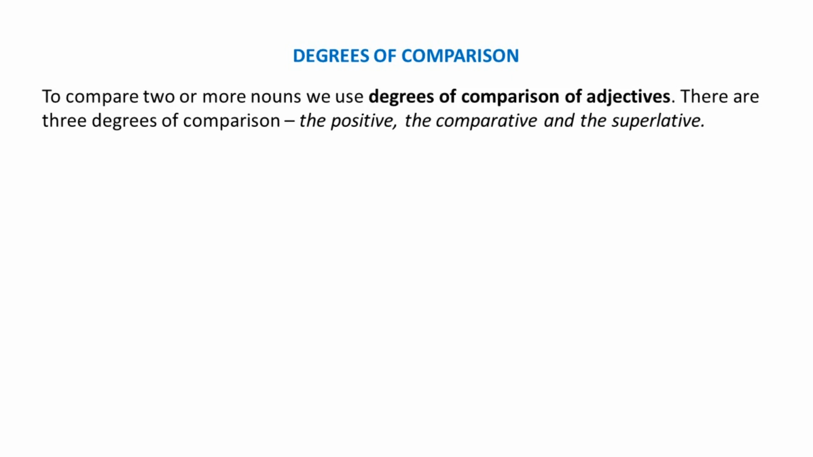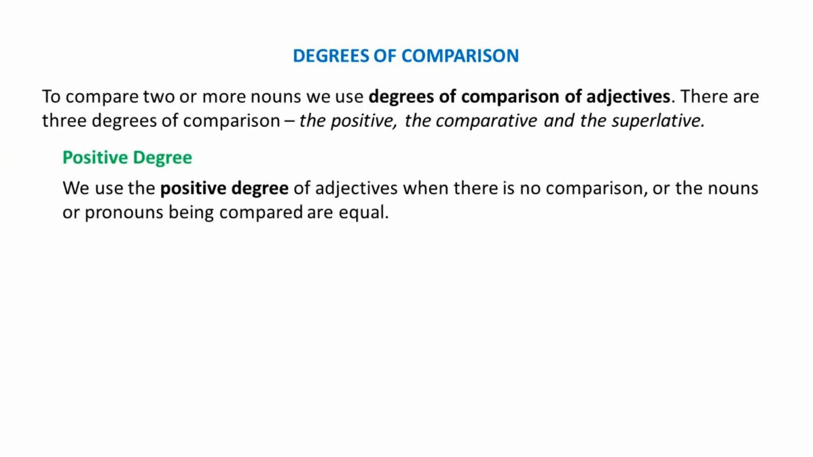First of all, let us see how we use the positive degree. We use the positive degree of adjectives when there is no comparison, or the nouns or pronouns being compared are equal. So in two cases, we use the positive degree of adjectives. First, when there is no comparison, or the nouns or pronouns being compared are equal. So in these two cases, we use a positive degree. Let's see some examples.